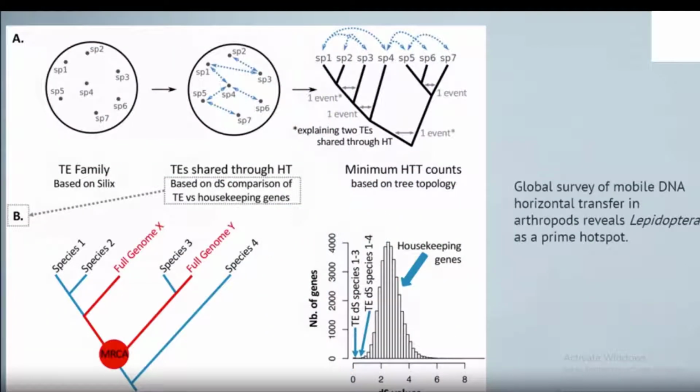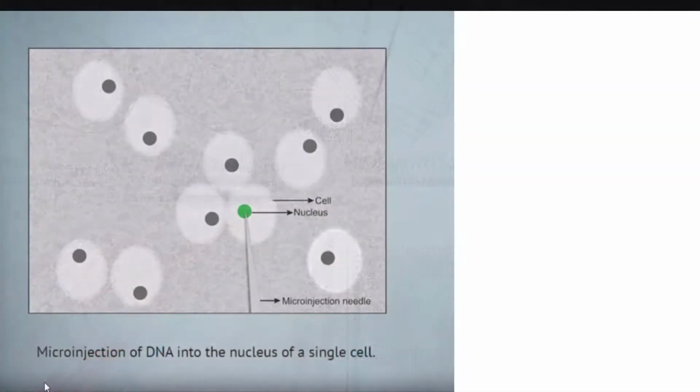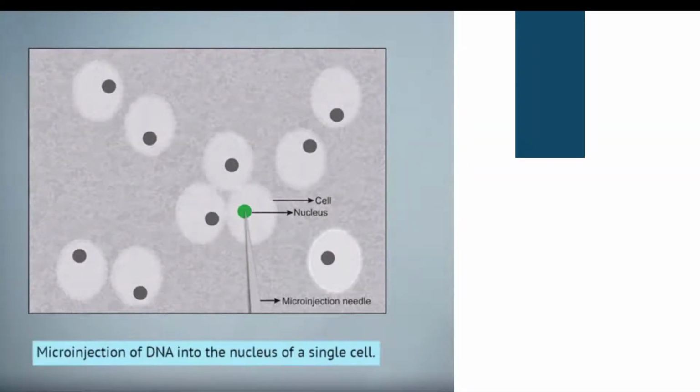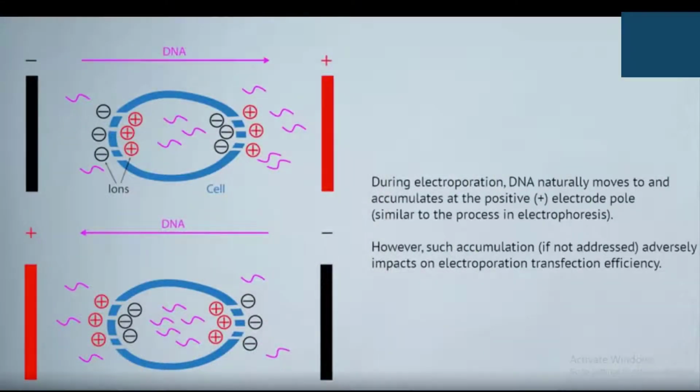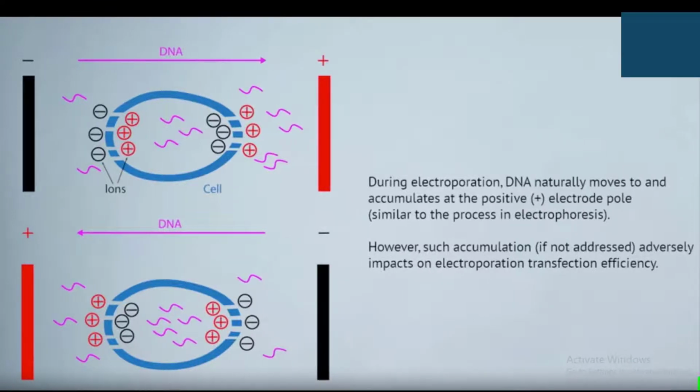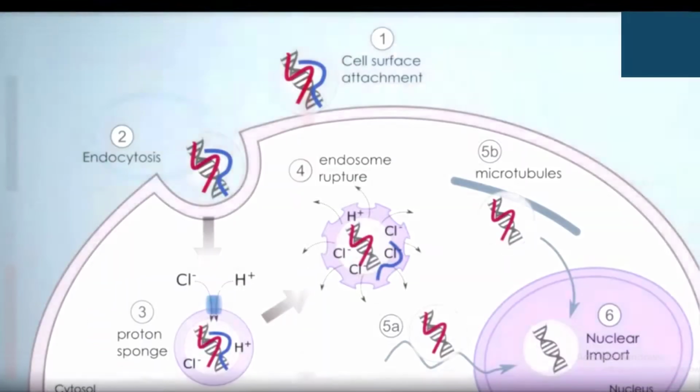A third approach, based on the use of mobile genetic elements, has been commonly used for insects. Transfection methods include: first, direct microinjection of DNA into the cell nucleus. Second, electroporation, or introduction of DNA through transient pores created by controlled electrical pulses.